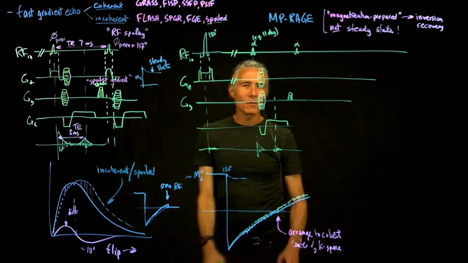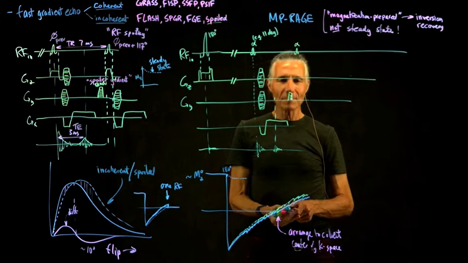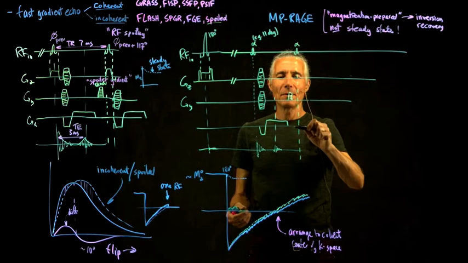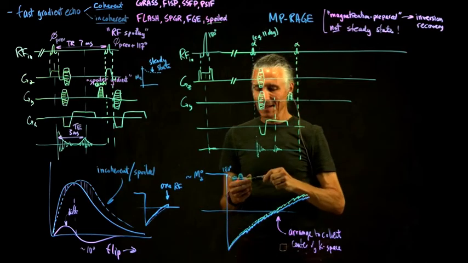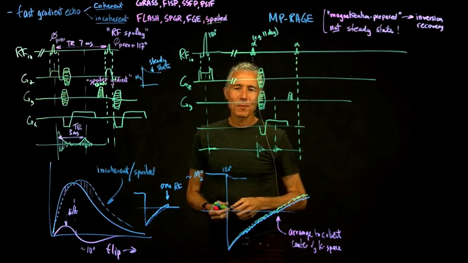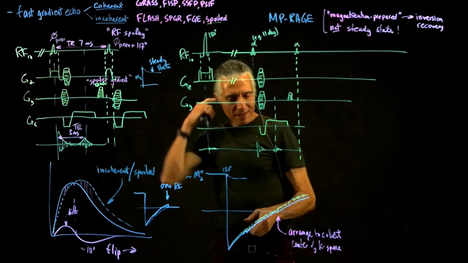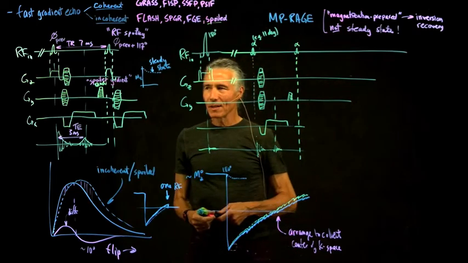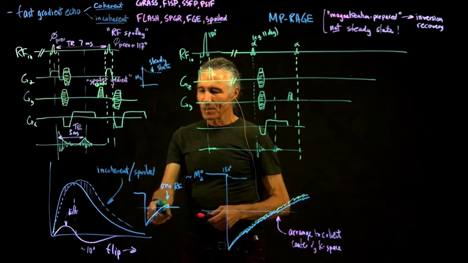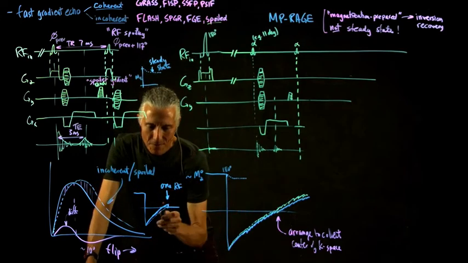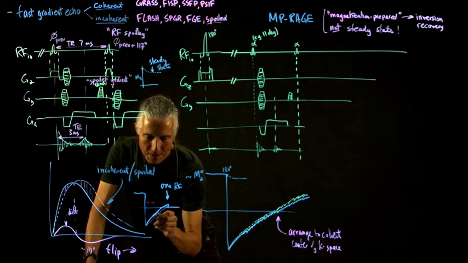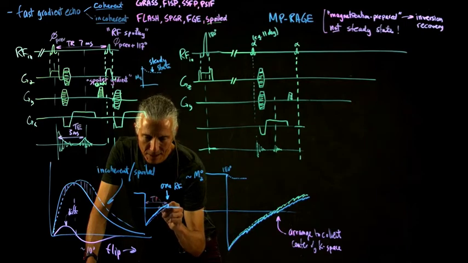So that's the strange MP-RAGE. It's a non-steady state scan. Now, one of the problems with this is that there are various conventions for the inversion time. The standard, if we just did one RF pulse, this would be the inversion time, TI.